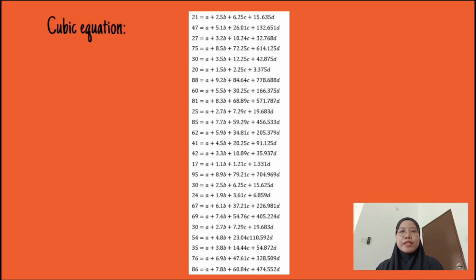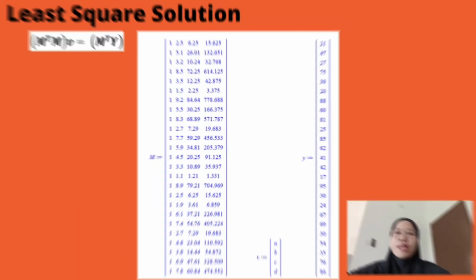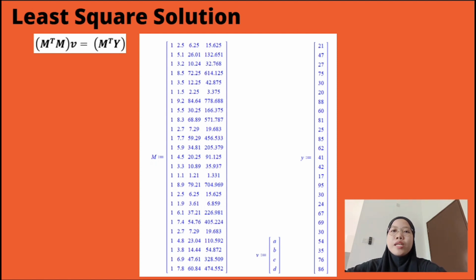Cubic model. We know that the equation for cubic is y equal to a plus bx plus cx squared plus dx cubed. So we substitute x and y into the cubic equation, and the data will show like this. By keying the data into the MATLAB software, the data generates the cubic equation as shown. We can see the dimension for M is 25 by 4, while the dimension for y is 25 by 1.